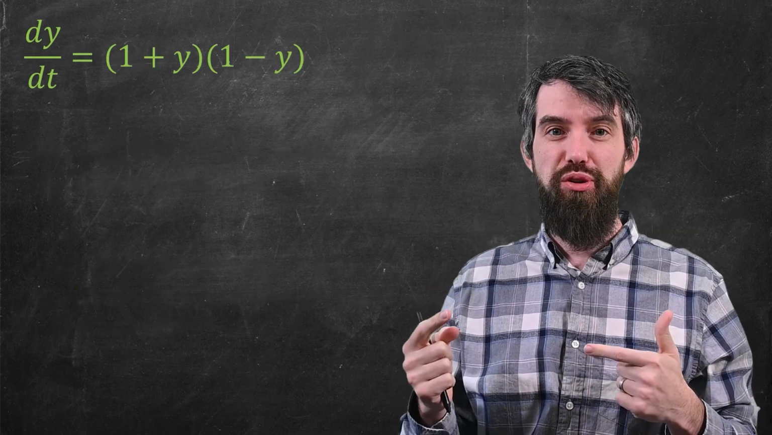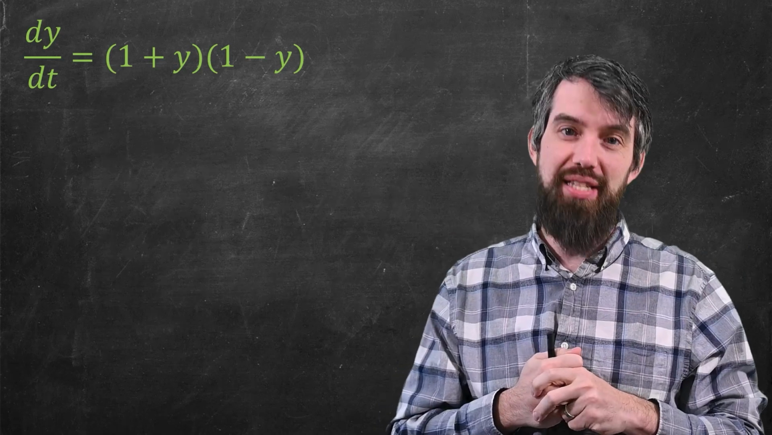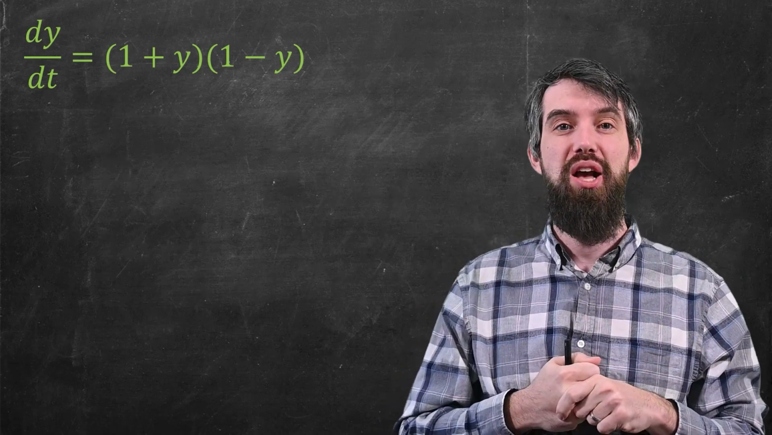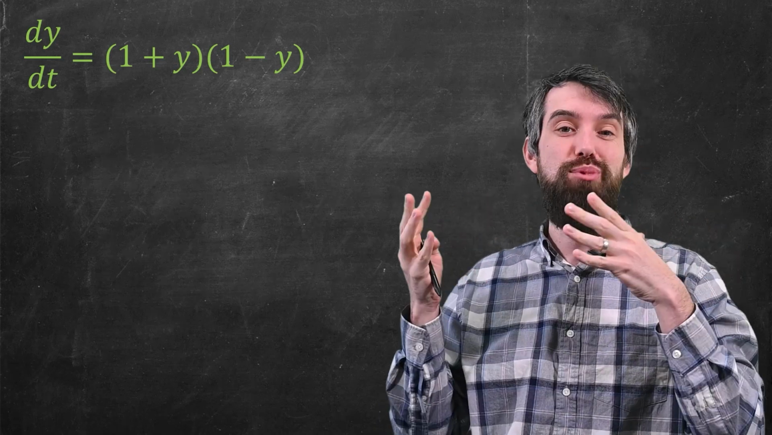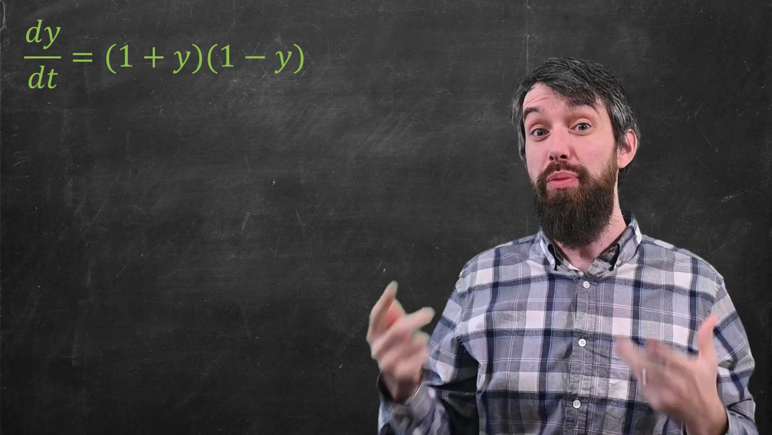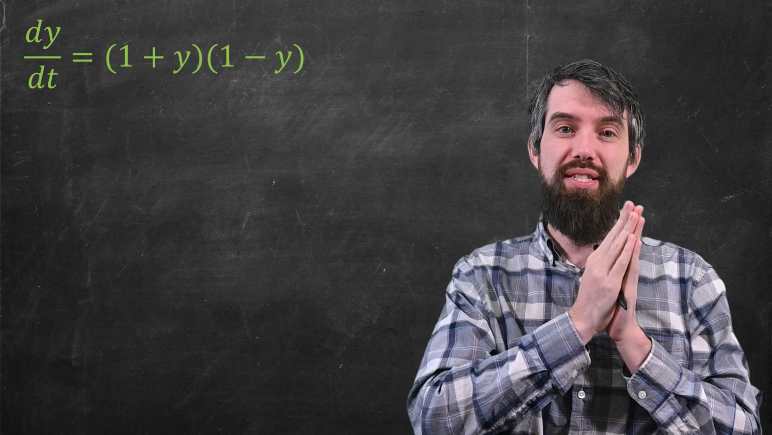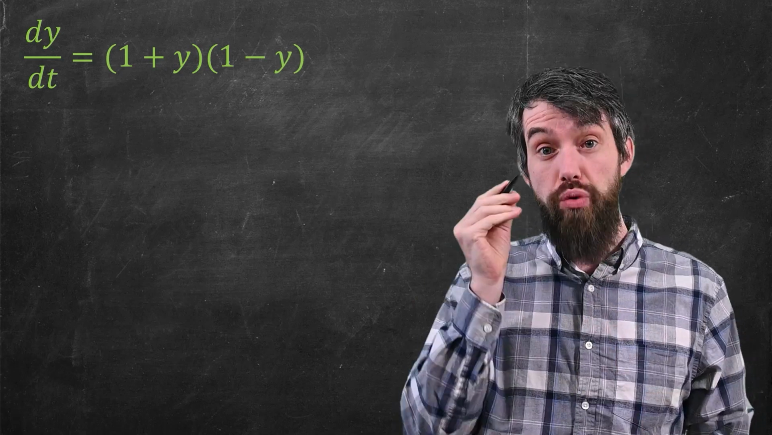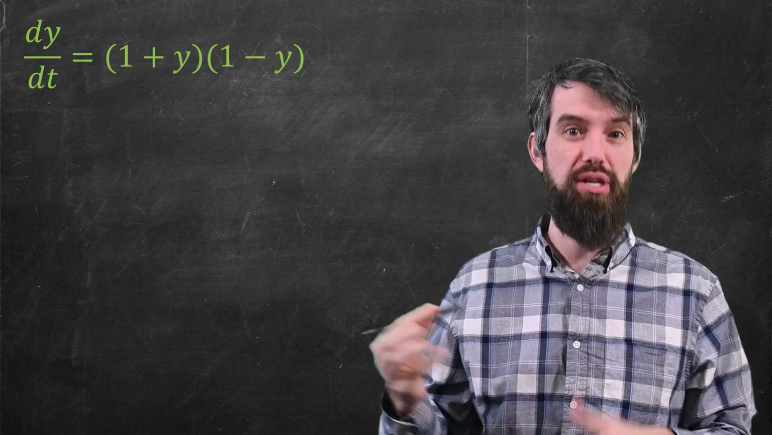Now, the final thing I want to do is return to the equation that we've seen the slope field for before. That's y prime is (1 + y)(1 - y). And to talk just a little bit more about the equilibrium solutions and whether they're stable or unstable. This time I'm going to draw it out by hand as opposed to turning to the computer.